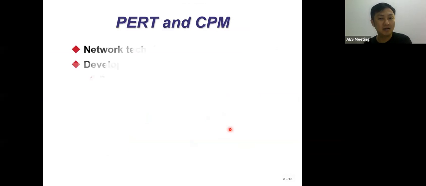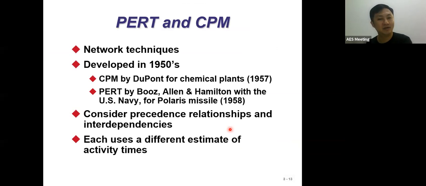CPM and PERT analysis are techniques that emerged in the 1950s. Based on this technique, it was initially employed in the chemical plant, because in a chemical plant there are so many activities happening, and we try to ensure the activities are in line. So we are trying to identify the precedence of the activities, meaning which activity comes first, which activity comes second, or any other activity relationship.